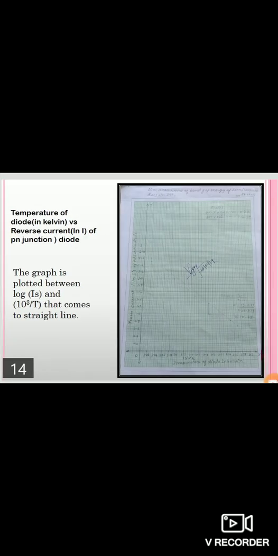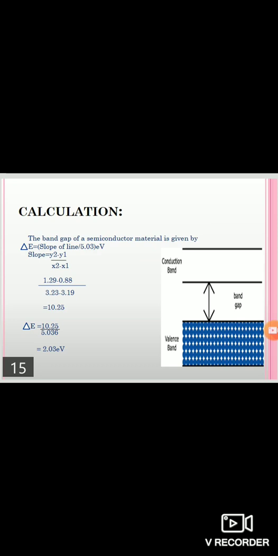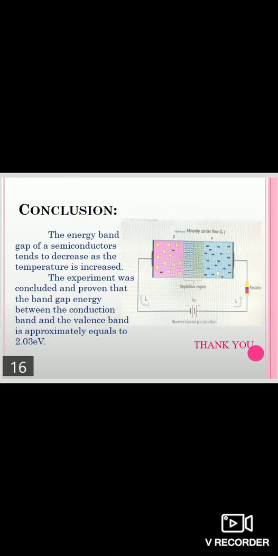This is the graph between the temperature of the diode versus the reverse current of a PN junction diode. The graph is plotted between log of current and 10^3/T, which comes to a straight line. Then by calculating, we get the value, which is 2.03 eV.